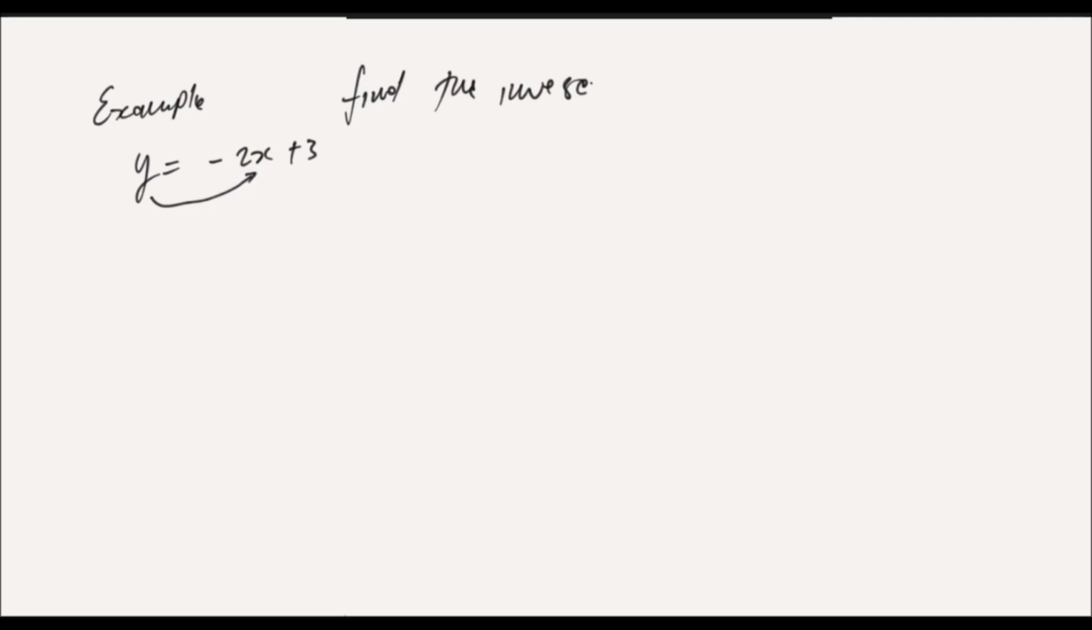Where there is x, you put your y. Where there is y, you put your x. Let's do that and see what happens. This becomes x is equal to minus 2y plus 3. After doing that, what we should do is write this equation in terms of x, that is, make y the subject of the formula. Let's do that and see what happens.